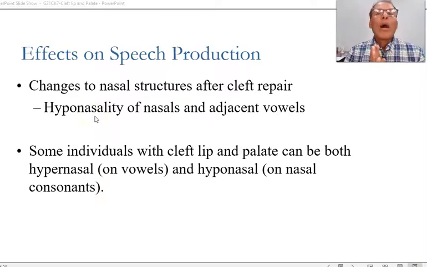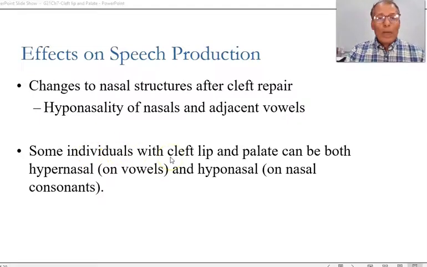So "mom" becomes no different than "Bob." So that is hyponasality. It's like someone who's really congested and just having bad congestion in the back. And hyponasality is also a common result of adenoid enlargement.